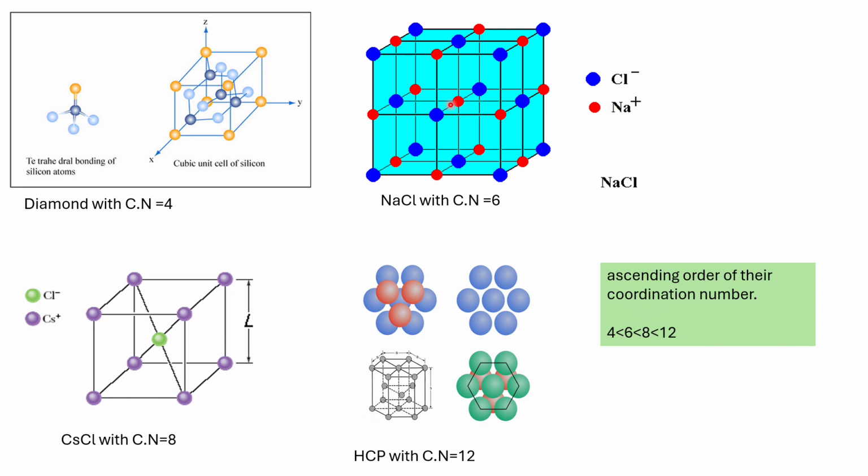Here the coordination number is, we know that this red part is Na plus and the blue part is Cl minus. So you can see that the red part is covered with 1, 2, 3, 4, 5, and 6 Cl minus. So the coordination number is 6. Here for CsCl, the coordination number is 8, clearly visible. This corner 8. And for HCP, the coordination number is 12. And so the ascending order of their coordination number is 4 is less than 6, less than 8, less than 12. So we can arrange it like that.